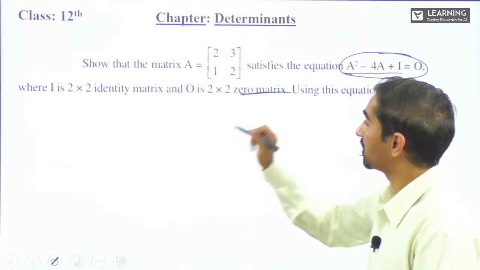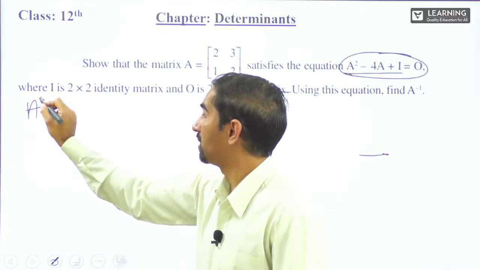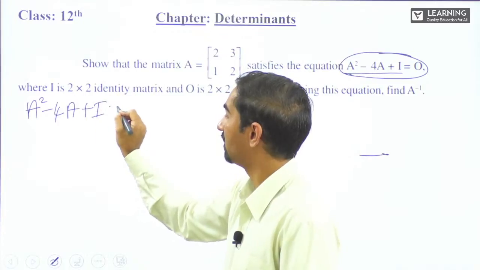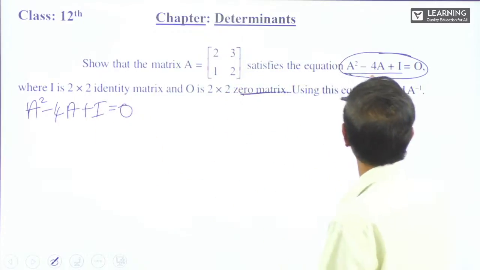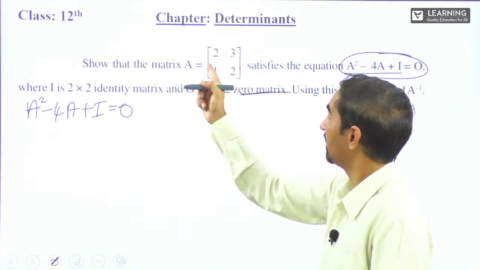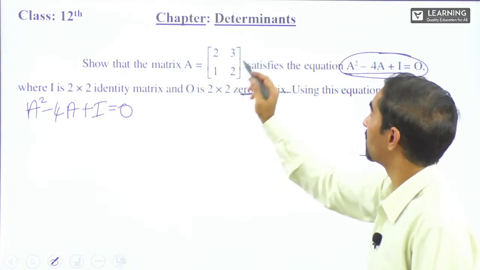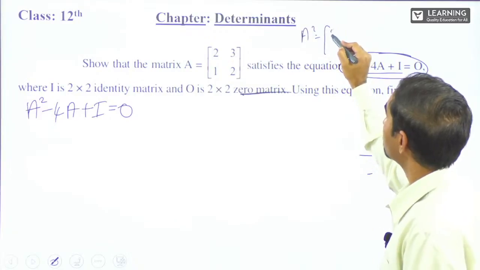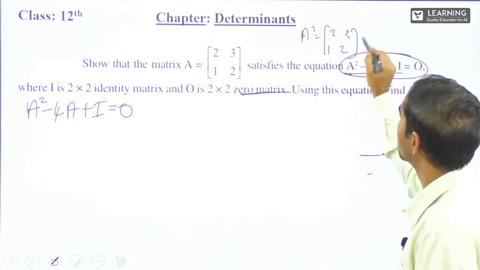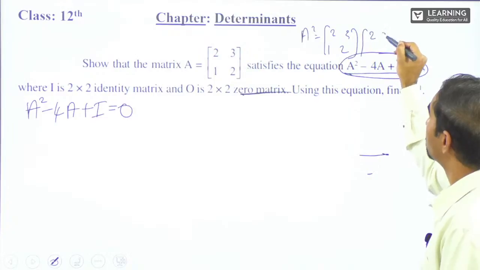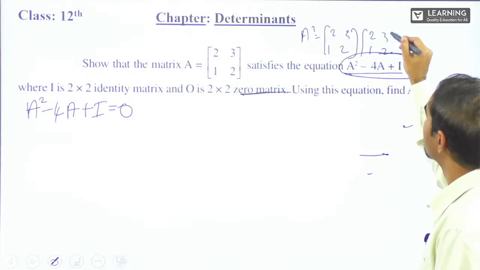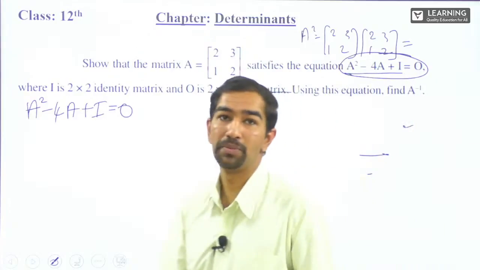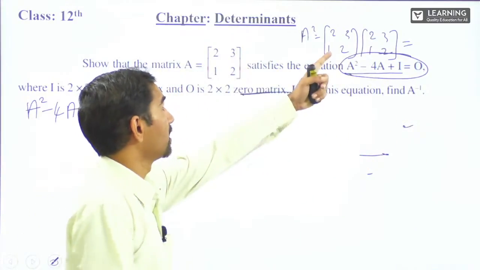Now what is the given equation, students? A square minus 4A plus I equals 0. A we already have here. Find out what is A square. So here we'll write A square equals [2, 3; 1, 2] times [2, 3; 1, 2]. Multiply these both matrices, and we'll be getting A square here, correct?